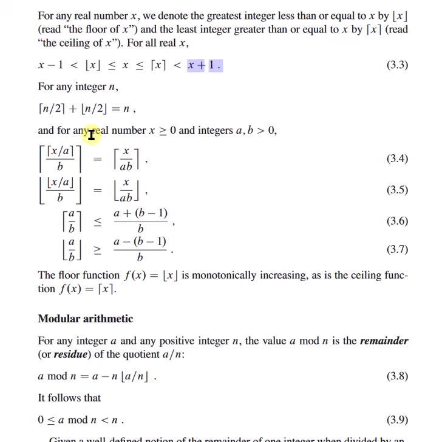And for any integer n, n by 2, let's take 6.5 again. n by 2 is 3.25. You are taking the ceiling of 3.25, which is 4, and the floor of 3.25, which is 3.